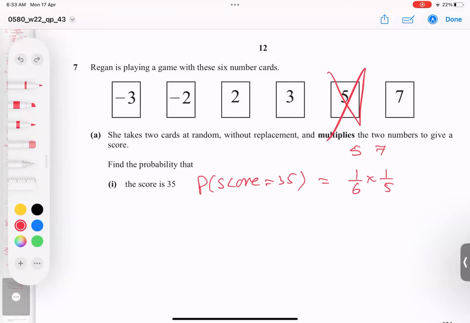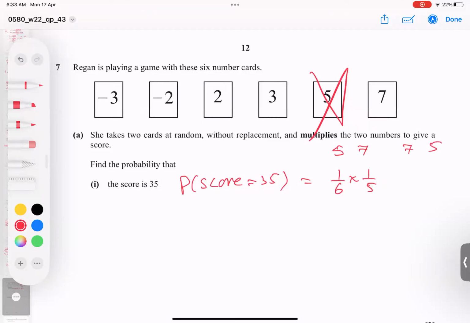So now this is multiplied by 2. Why times 2? Maybe 7 before, 5 later. In this option, we will do like this. If I start from the beginning again, if I take first 7, the 7 chance is 1 by 6 and the 5 chance is 1 by 5. In the middle, plus. So the answer is coming 1 over 15.